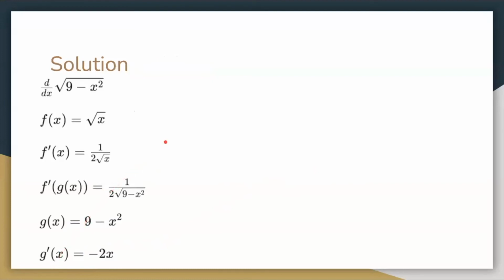So you also use the chain rule in this problem. So first of all, the inside function is 9 minus x squared because you do that first. And the outside function is the square root of x because you do that afterwards. All right, f prime of x is 1 over 2 times the square root of x. F prime of g of x, you replace x with 9 minus x squared. All right, and the derivative of g of x is just negative 2x.